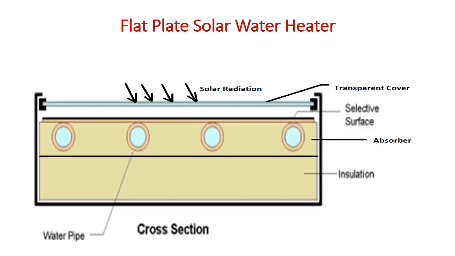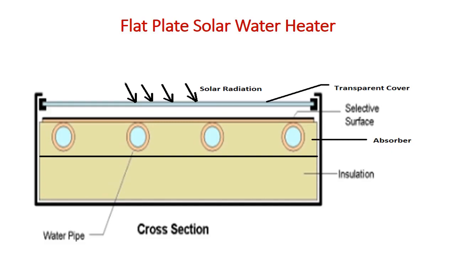So this is the cross section of the flat plate water heater. On the top we have the transparent cover, which is generally glass. The property of glass is that it allows short wave radiations to pass through and prevents the long wave radiations from going outside. The energy of the sun comes in as short wave, and it goes through the glass plate inside to the absorber plate. But after striking the absorber plate, the wavelength changes to long wave, and this long wave radiation is prevented from going outside. Thus this glass plate acts as a heat trap.